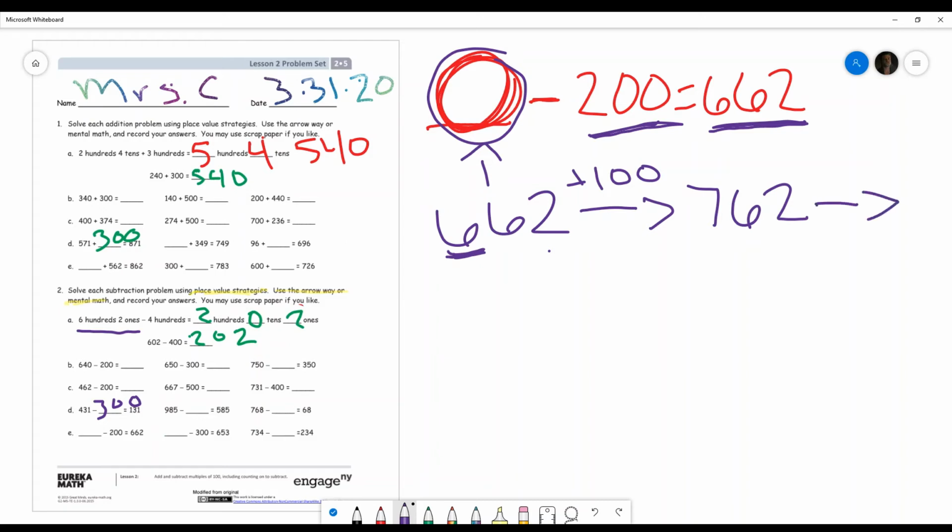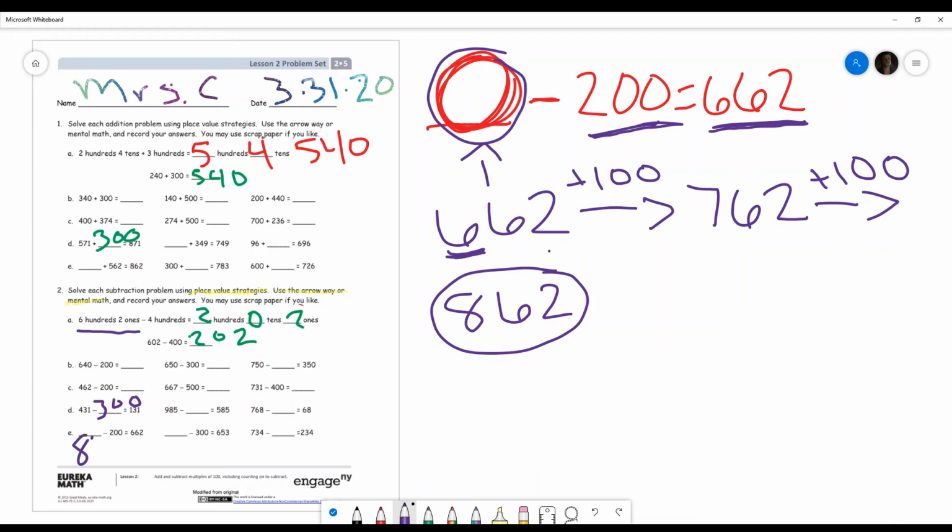Now I need to add another 100. So 7 plus 1 is 8, and then my 10s and my 1s stay the same. So your number is 862. Let's erase this.